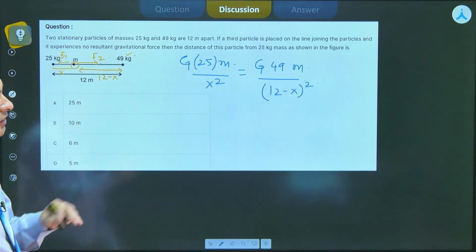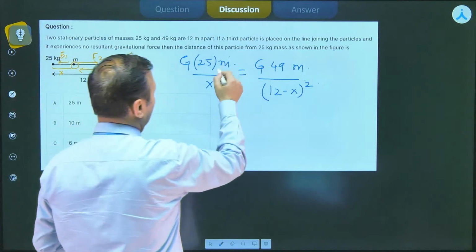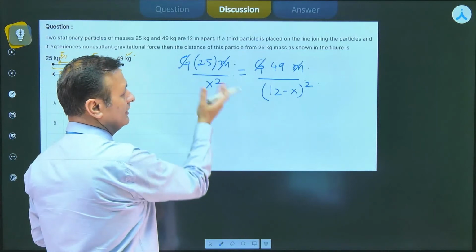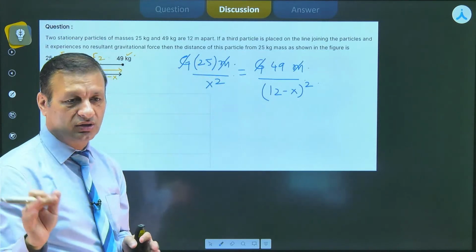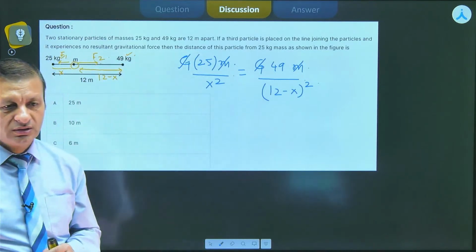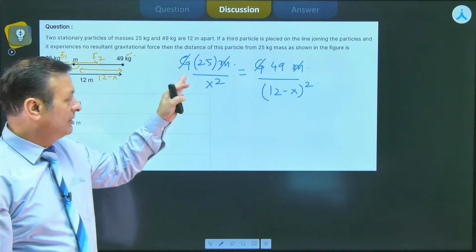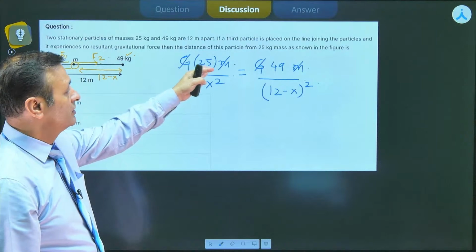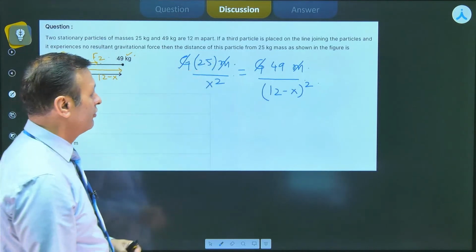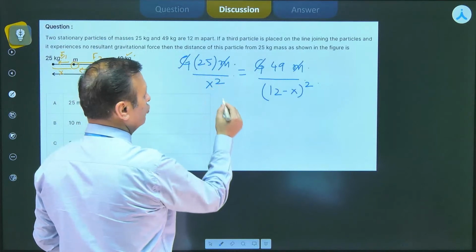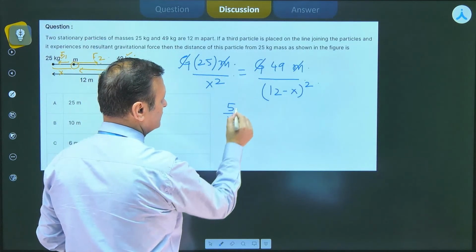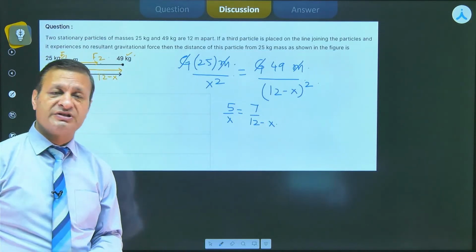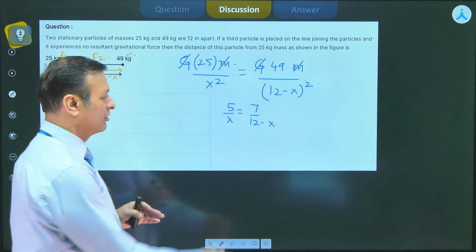Now, once you have this much, the rest is your calculation part. Tiasha, look at this. Can you see this is a value which can be squared off perfectly? So when you take the square root on both sides, that gives you 5 by x, and that gives you 7 by 12 minus x. These are the small minor steps which you have to look for, and that would make your life easy.